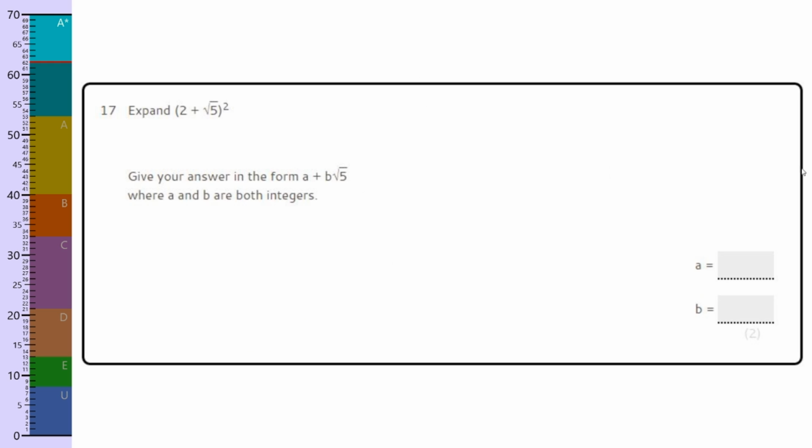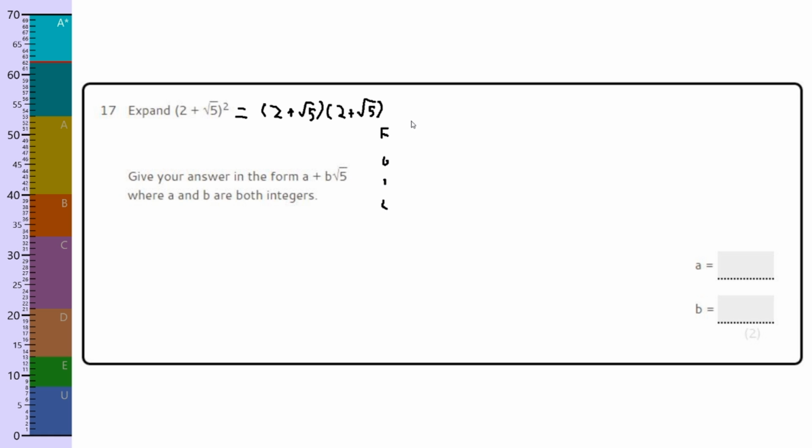So, question 17, if you'd like to pause the video now and have a go. Okay, so a question on surds. When it says expand this, first thing to realise is this is identical to this. And we just use FOIL on it.